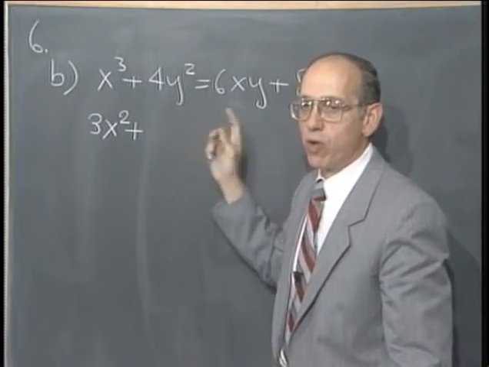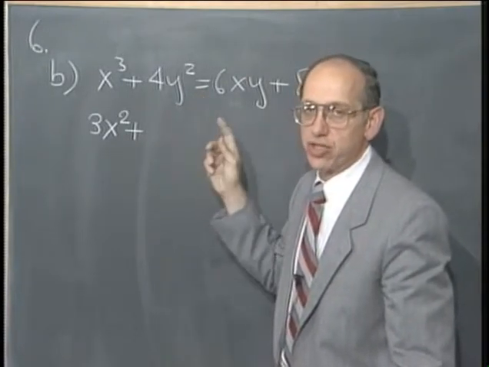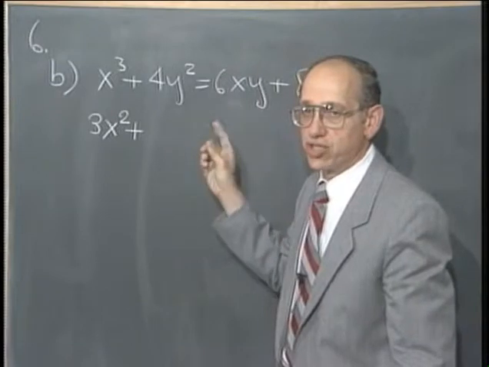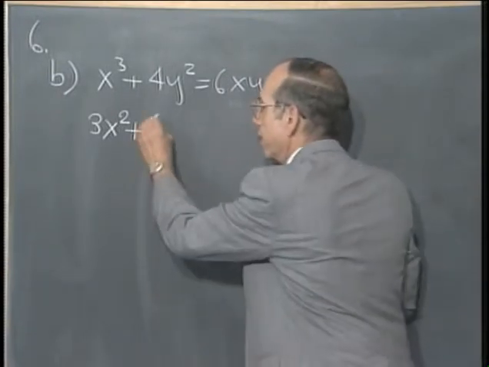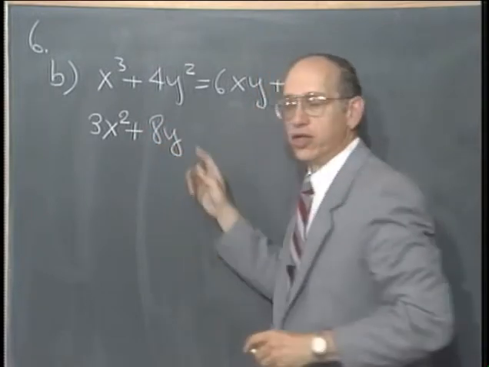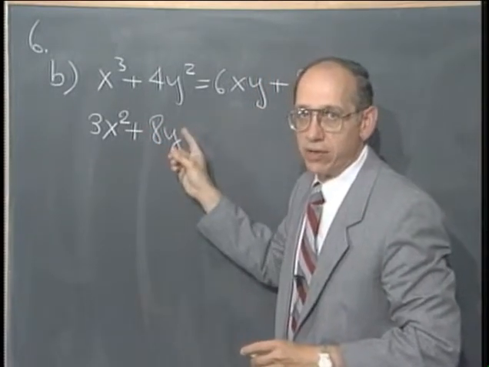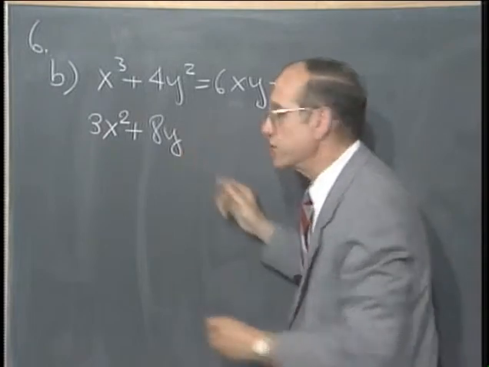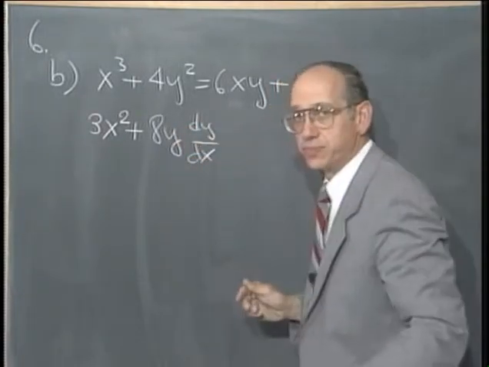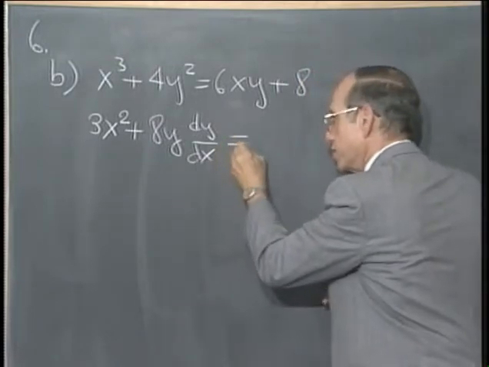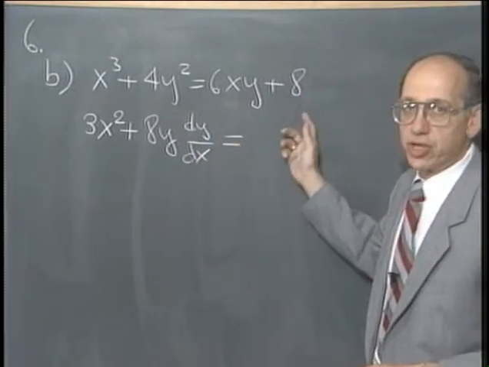Now remember, y is some function of x, so I need that extended power rule, that chain rule, to find the derivative. The derivative of 4y squared is 8y times the derivative of y with respect to x, because y is a function of x. So this is times dy/dx. This is equal to the derivative of the other side.